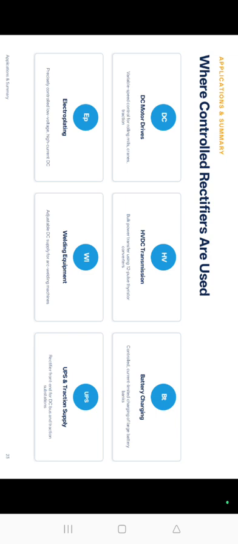Where controlled rectifiers are used: DC motor drives, HVDC transmission lines, battery charging, electroplating, welding equipment, UPS and traction supply. Next, advantages are smooth stepless control of DC voltage, high efficiency, devices operating as near ideal switches, fast electronic response compared to mechanical control, capable of regenerative operation, robust and well suited to high power applications.